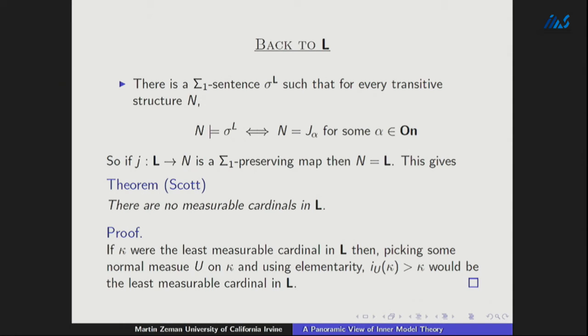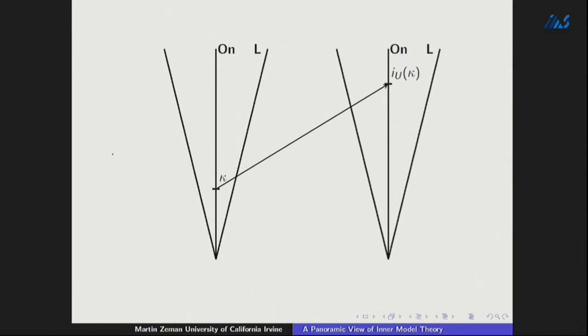And let me just recall Scott's theorem that there are no measurable cardinals in L. That's a consequence of the fact that we have a sentence such that a transitive model satisfies this sentence if and only if it is of the form J alpha. But that raises a question: if we want to extract a large cardinal, a measurable cardinal, from some situation, we cannot use L, because there are inaccessible cardinals in L, but there are no measurables in L. So, okay, that's the picture. That's Scott's argument.